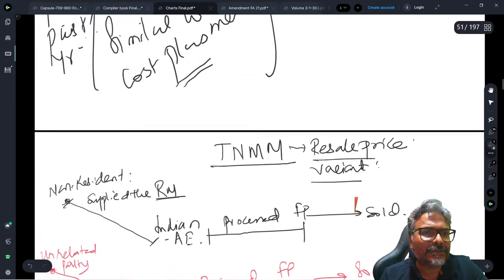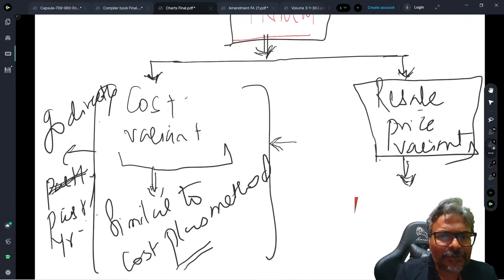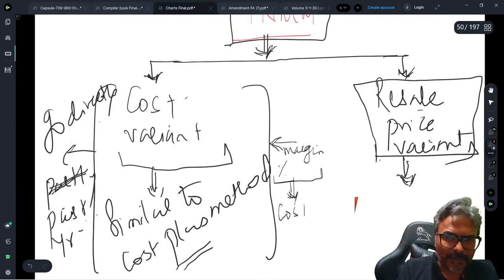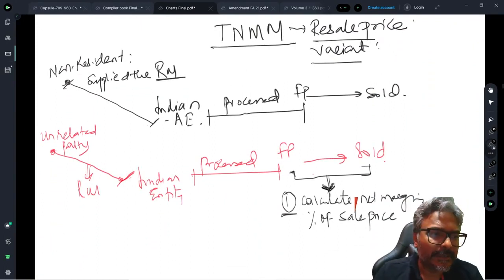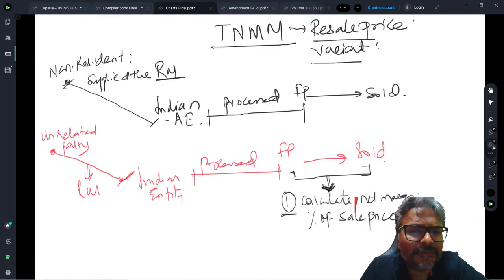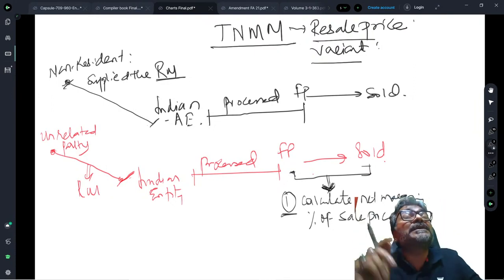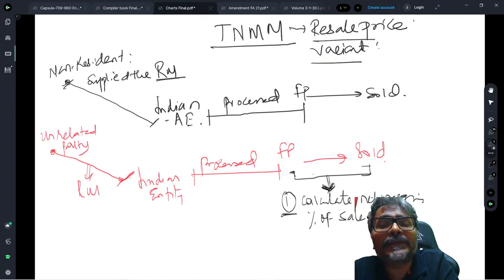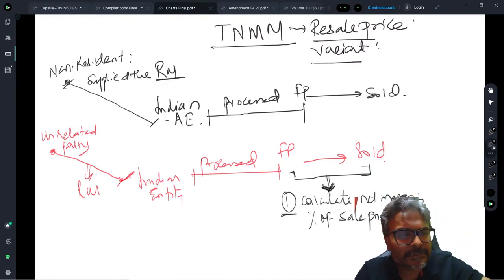Now, please be careful. Before you proceed, tell me one thing. In the transaction net margin method which is having the cost variant, the margin percentage, students, would be on the cost, because it's a cost variant TNMM. Whereas here, the net margin would be the percentage of the selling price, because this is a variant on the selling price. Because it is a variant on the selling price, we will have to take into account the percentage of selling price. Is that clear to all of you, students? And the answer is yes.